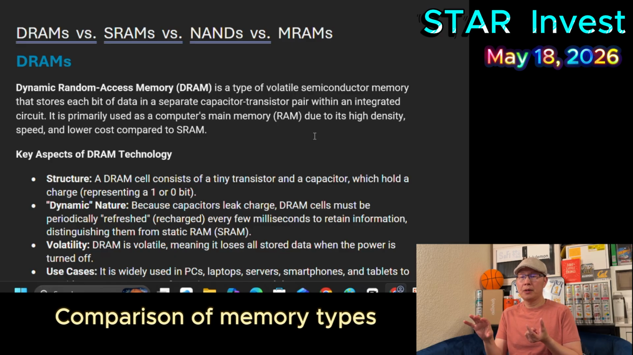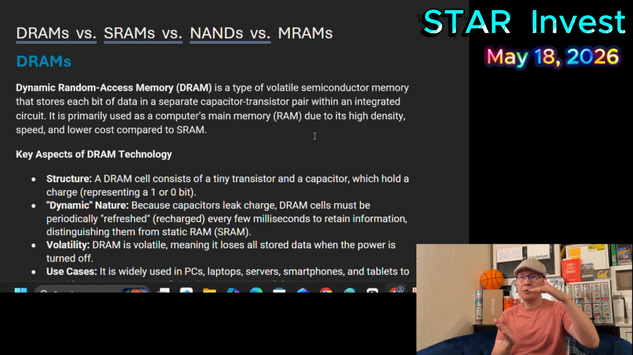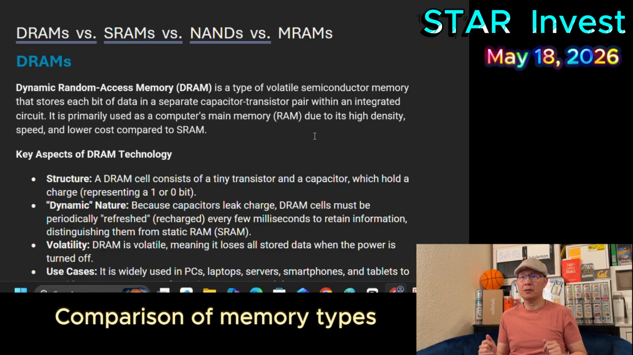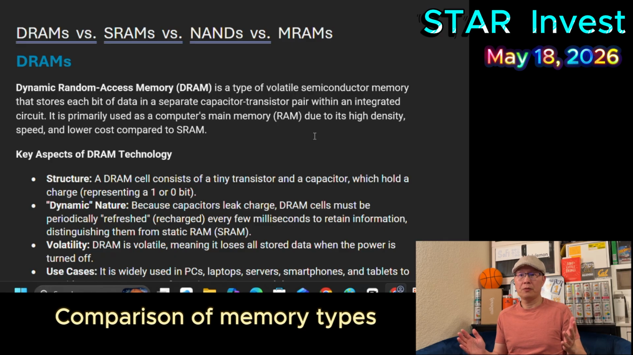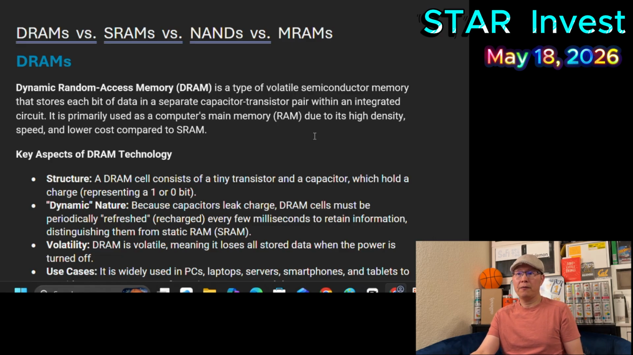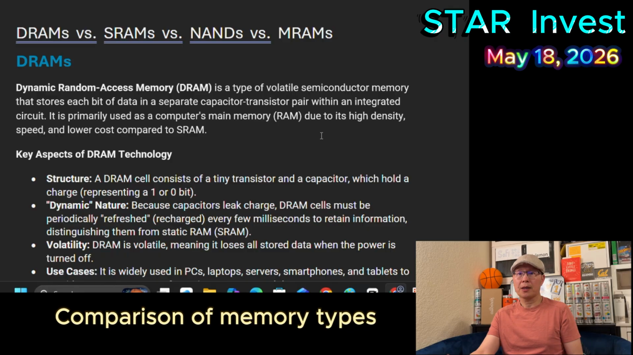retain power over time. The power will be diminishing over time until it goes to zero. So once you unplug the memory from the power source, the memory will be almost instantly gone. I would say within seconds. And then paired with an integrated circuit, it is primarily used as a computer's main memory, RAM, random access memory, due to its high density.